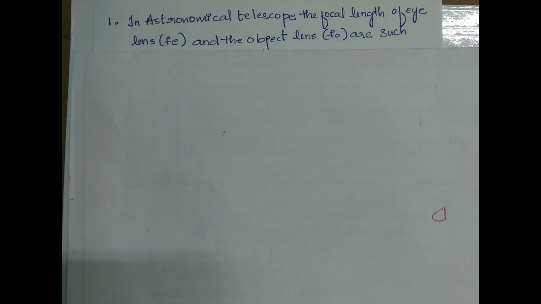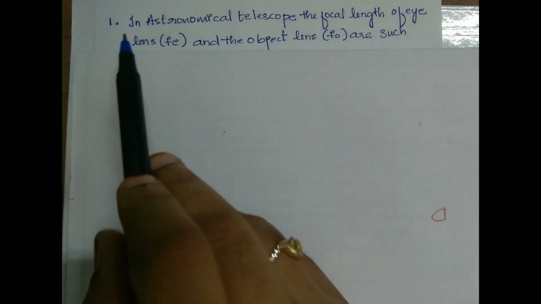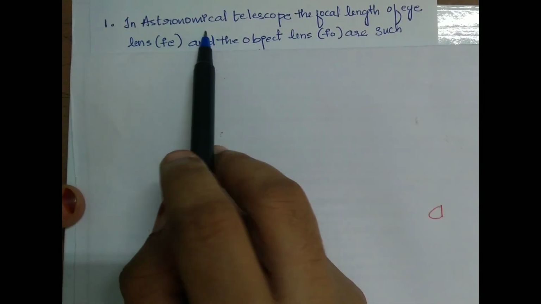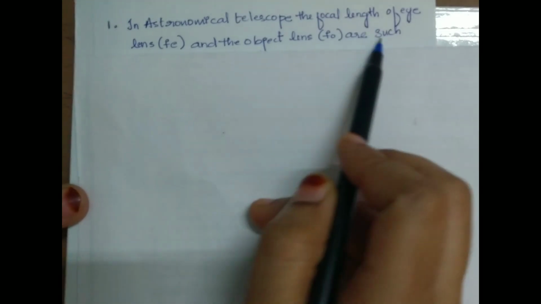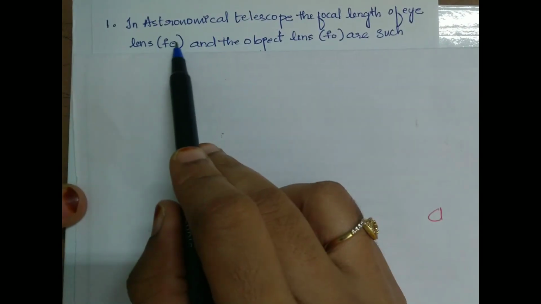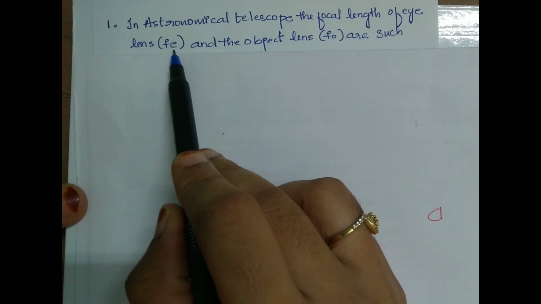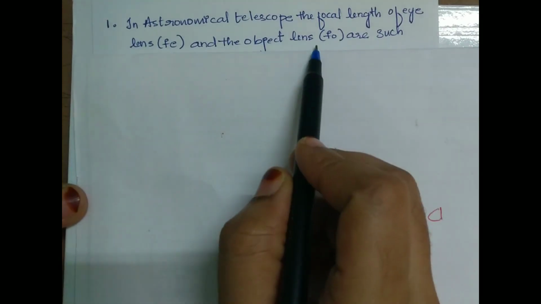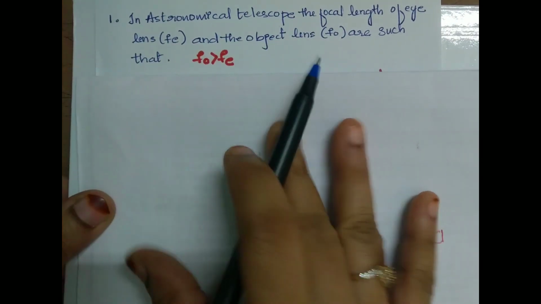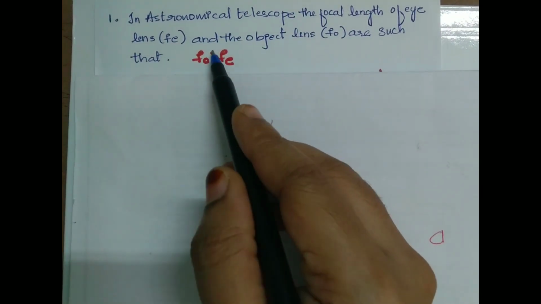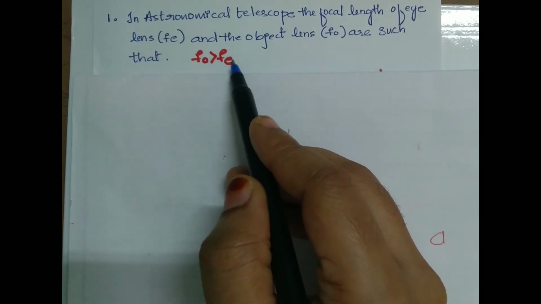This is the first question of physics. It states that in an astronomical telescope the focal length of the eye lens and the object lens are such that... So here they are asking the relationship between the focal length of the eyepiece and the focal length of the object lens. So the answer will be the focal length of the objective should be greater than the focal length of the eyepiece.